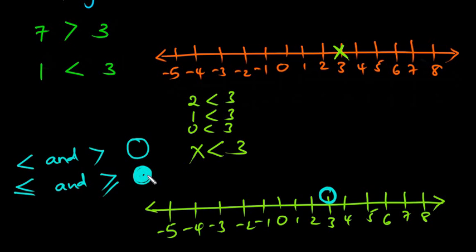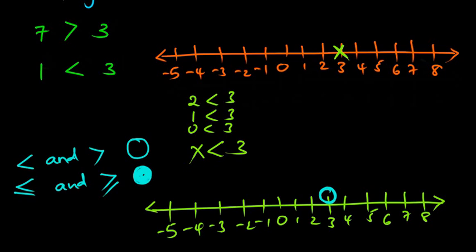A closed circle means that the number where the circle is drawn is also part of the inequality. We are going to learn about that in a moment. Now let's go back here. So we have x is less than 3. So 3 is not part of this inequality. It's not.